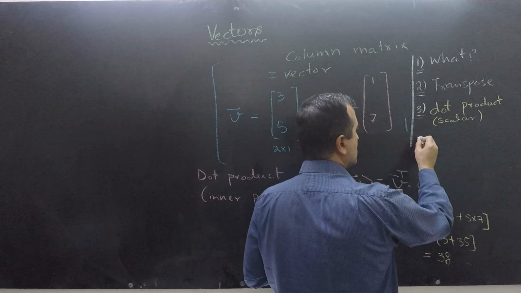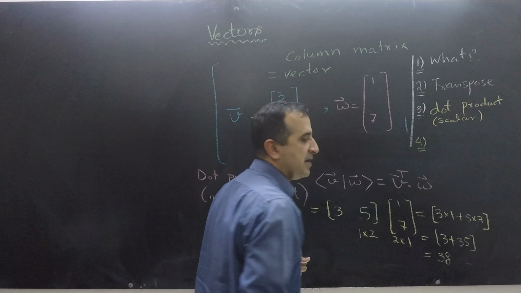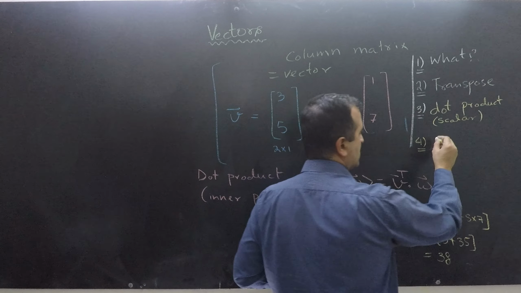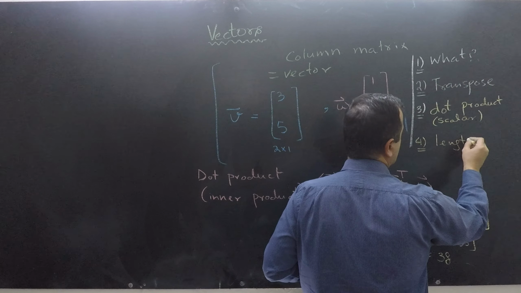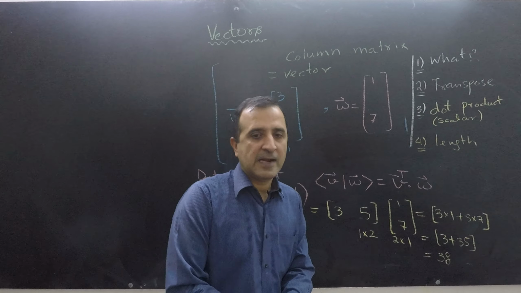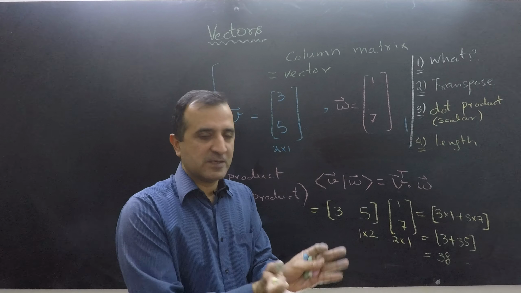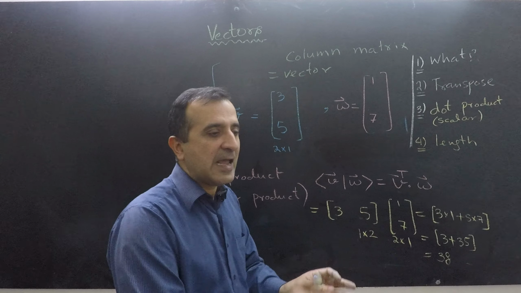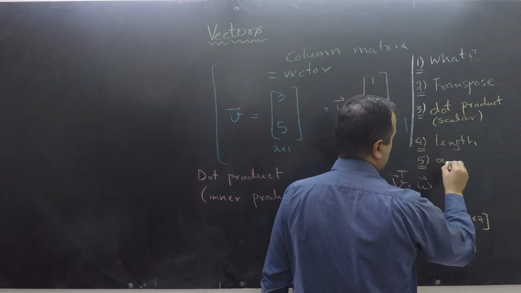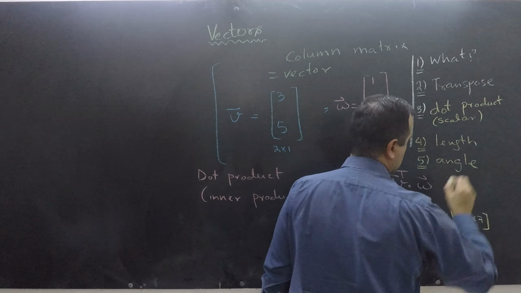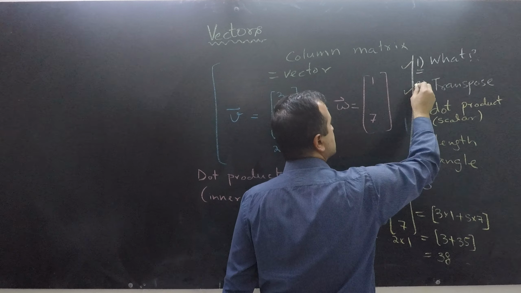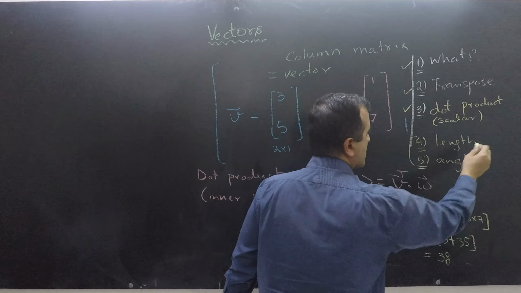But number 4, we want to know how to find the length of a vector. We have a vector, and we want to know what the length of the vector is. And number 5, we have two vectors that have the same origin, that means they start from the same point, and we want to find the angle between those two vectors. So now let's start. We are done so far with the first three, and these are the two things that we want to do more.